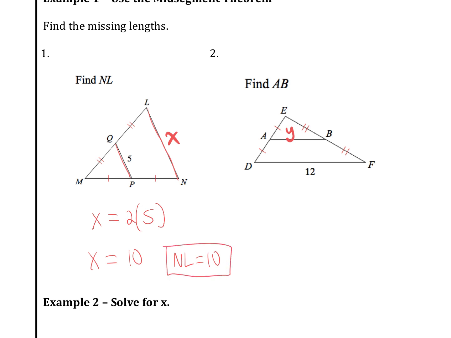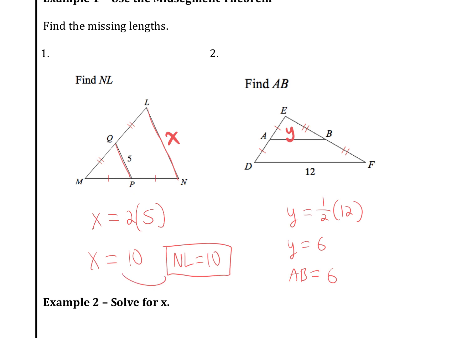How about AB? So we have AB is Y and DF is 12. Is AB, or Y, going to be double or half of 12? Well, the midsegment is half of the third side, so we're going to do 1/2 of 12. What's half of 12 going to be? Y is half of 12, which is 6, so AB equals 6. Perhaps we didn't really need the X and Y. I just put that in there to simplify things, but it's kind of adding an extra step from here to here.